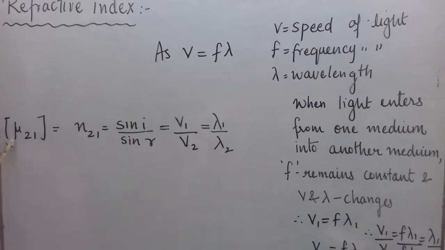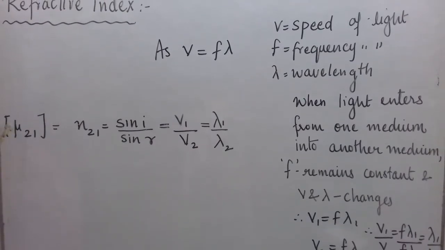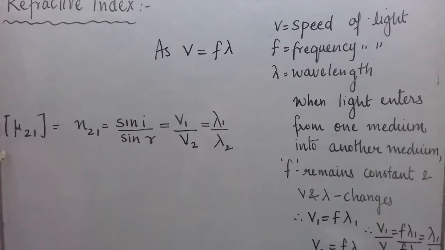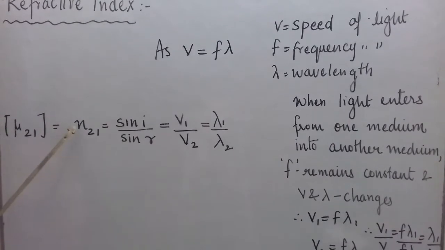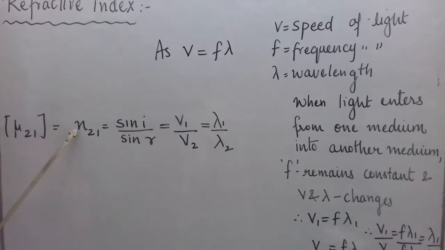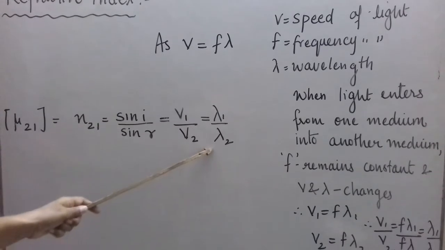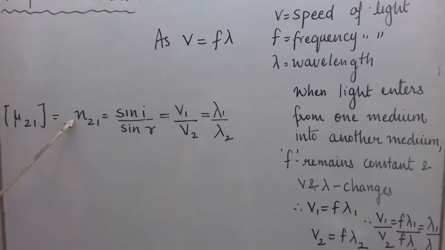Now here I have written mu21. This mu is a symbol used in many books to represent relative refractive index, and when we simply write mu, it represents absolute refractive index. But let us use n, this will be simpler. So we can use either of these two symbols to represent refractive index. So now we have these expressions. Let us see if we can write any more expressions for this refractive index.